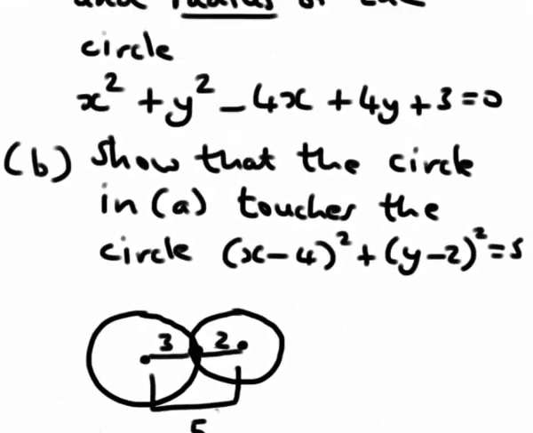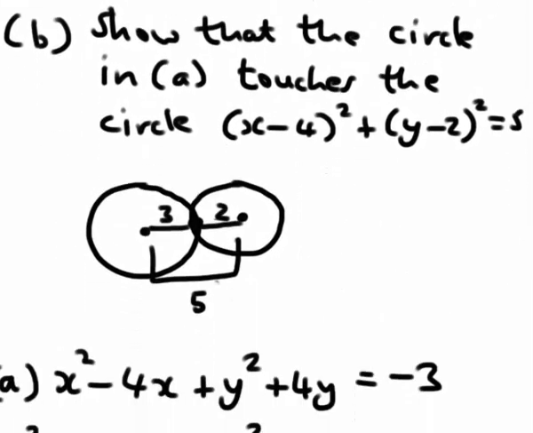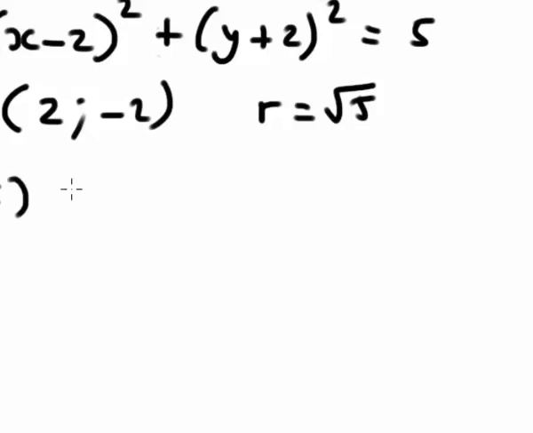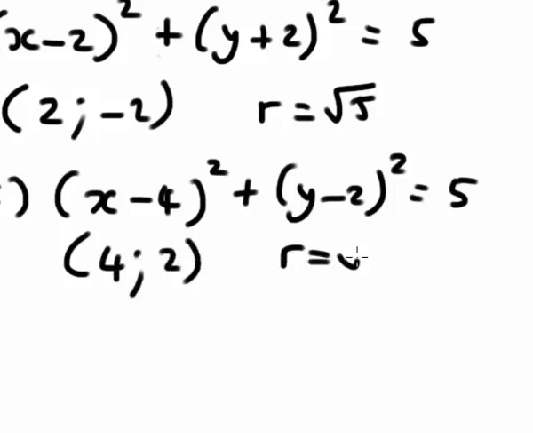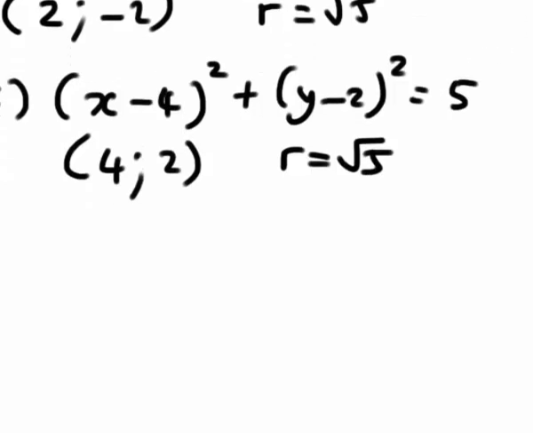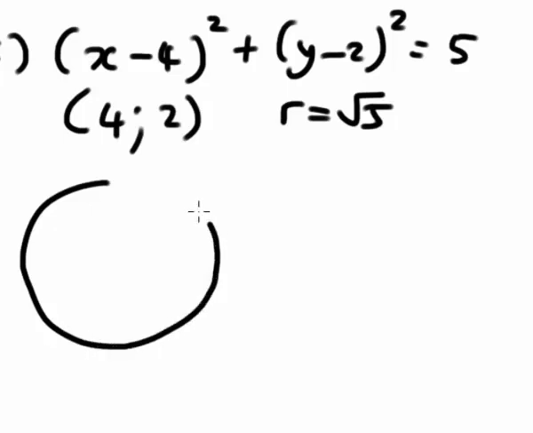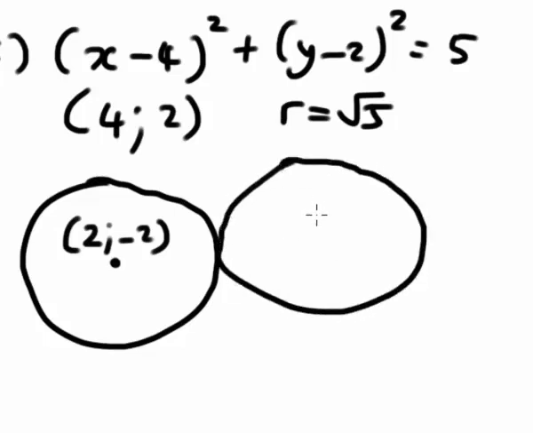Now in the B part, it said show that the circle in A touches this circle. Let's just rewrite this circle here. If you've got the circle x minus 4 squared plus y minus 2 all squared is equal to 5, the center here is 4, 2, and the radius is root 5. So they've got the exact same radii. Now watch this. If you look at this carefully, you've got the one circle that's got a center of 2, negative 2. The other circle has got a center of 4 and 2.